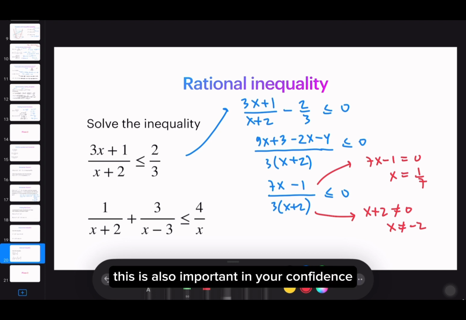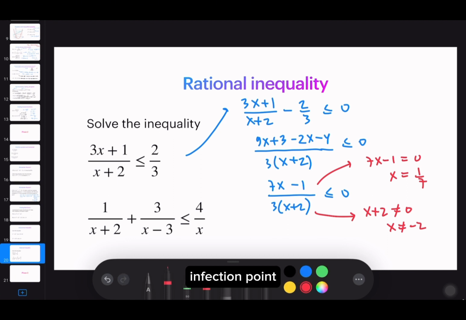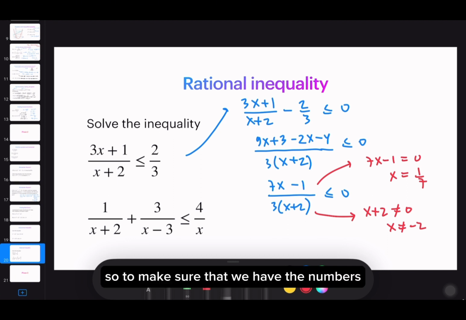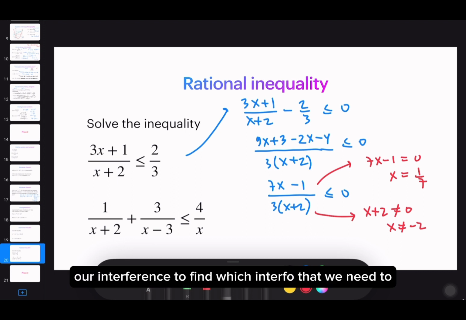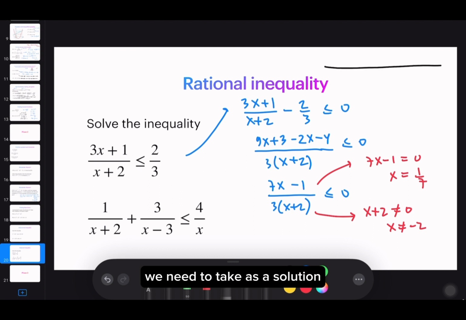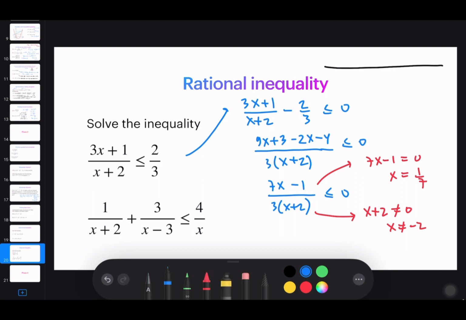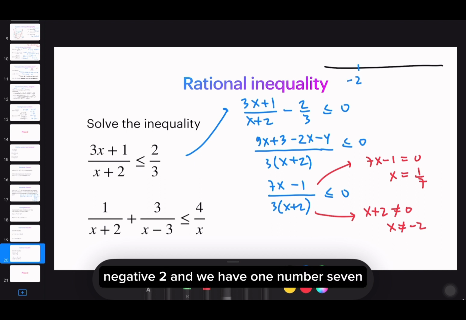This is also important in your calculus. Sometimes you will find this rational expression. Remember, when you find the critical point or the inflection point, you need to make it equal to 0. So we need to think about the numerator and also the denominator. Those two numbers are essential and important, so we put them into our intervals to find which interval we need to take as a solution. So we have -2 and we have 1/7.